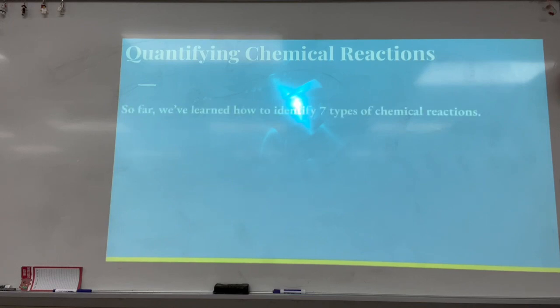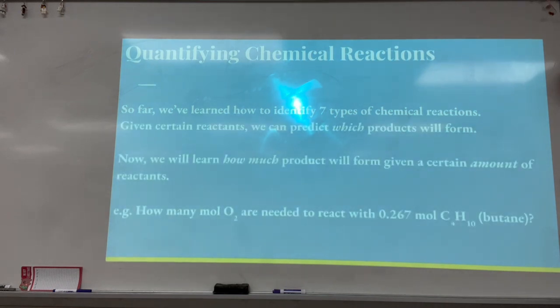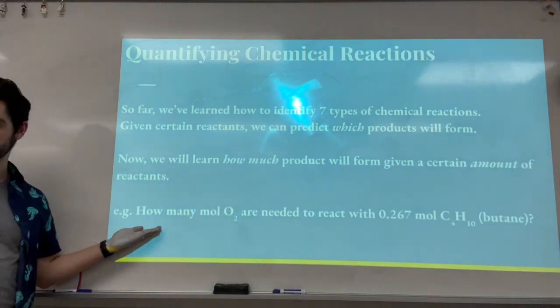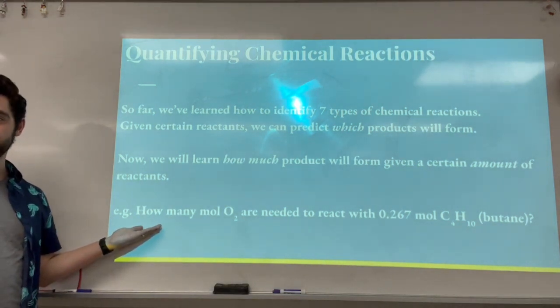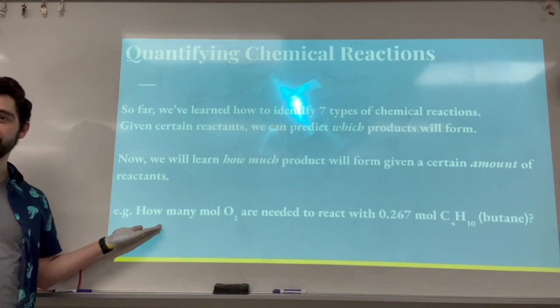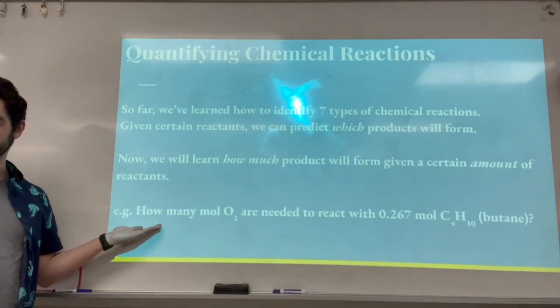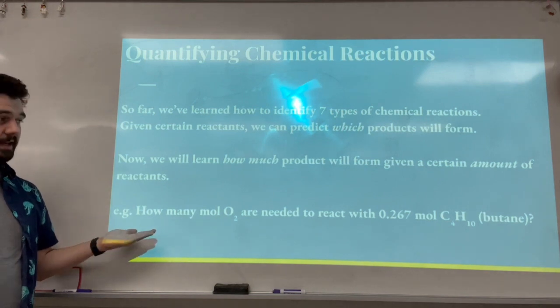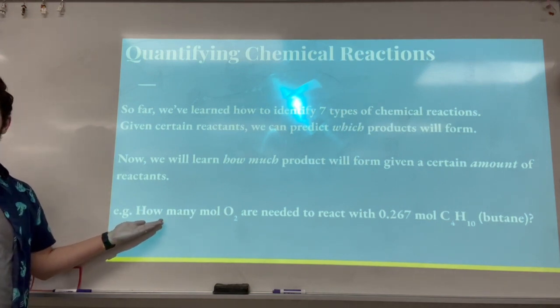All right. So we've learned about different types of reactions. Today we need to talk about how to figure out the amount of the chemicals that you need for the reaction to happen, or the amount of chemicals that are produced when it happens. For example, I want us to be able to answer a question like this: let's say I had a certain amount of butane and I wanted to know how much oxygen I need to go with it in order for it to actually react. Answering this kind of question is what we're trying to get at today.